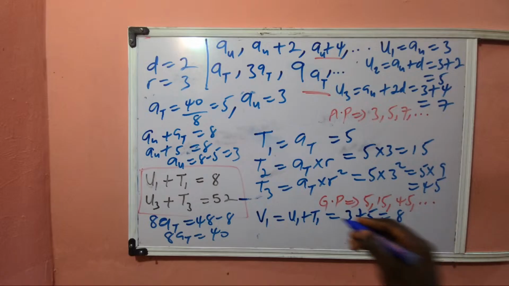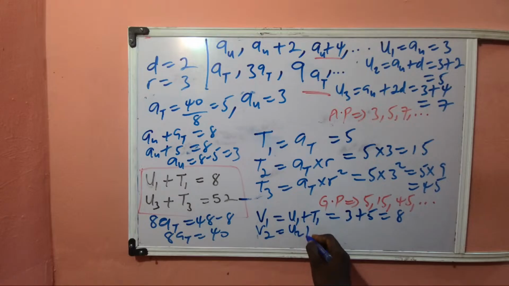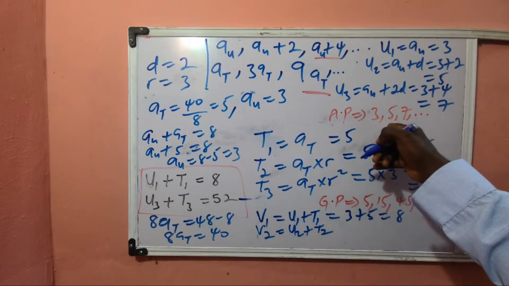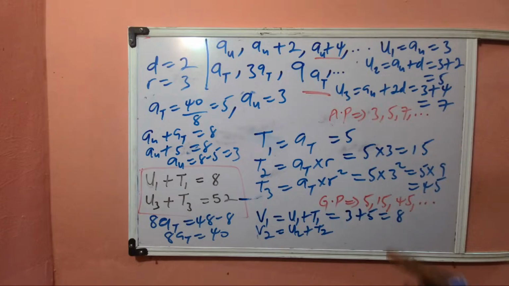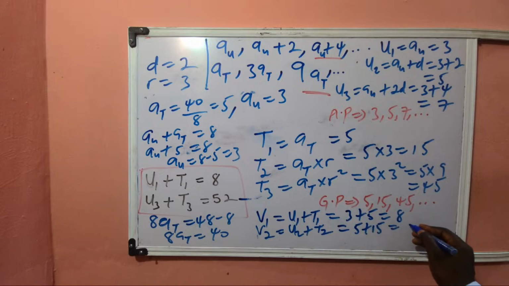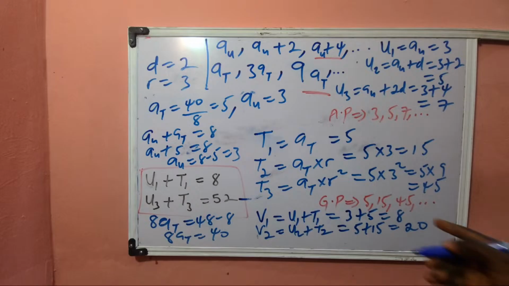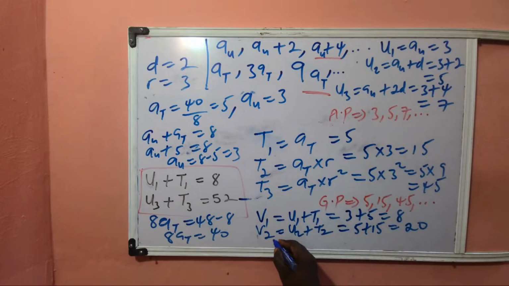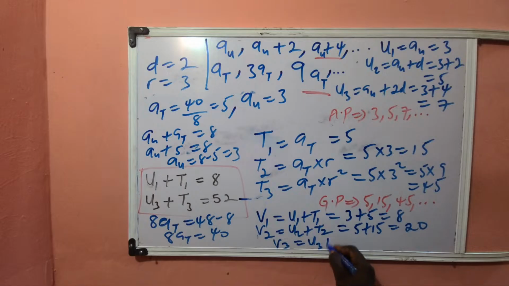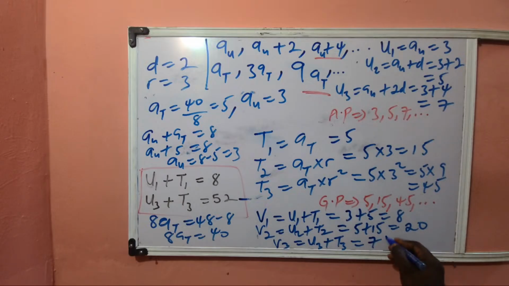In this case, the first term here is 3 plus 5. This is 8. Now for V2, which is the second term of the new sequence, I have U2 plus T2. That means the second term of the AP plus the second term of the GP. So in this case, we have 5 plus 15, and that will give me a value of 20. Of course, you don't want to end at just giving 2 terms. You want to give at least 3 terms. So V3 will be equal to U3 plus T3. That will be the third term of the AP plus the third term of the GP. In this case, we have 7 plus 45. And that gives me a value of what? 52.